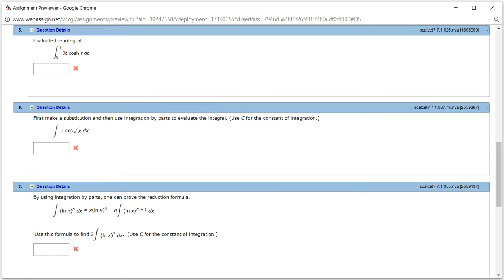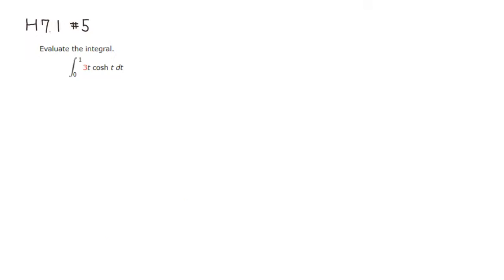Alright, let's look at homework 7.1, problem number 5. Let's use integration by parts to evaluate this integral. I'm going to take this 3t as u, and the rest to be dv.